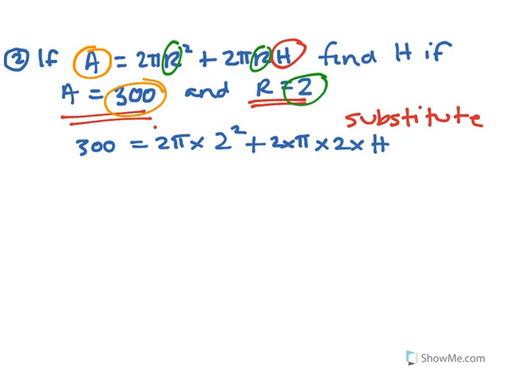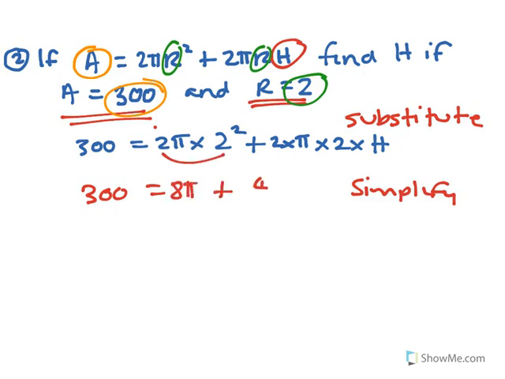So once you've substituted, the next thing you should do is just simplify it a little bit. So you've got 300 equals 2 times 2 squared is 4, so it's 8 pi. 2 2s are 4, so it's 4 pi h. Then you swap the sides, so you swap it around. So you go 8 pi plus 4 pi h equals 300. And then you solve the equation.